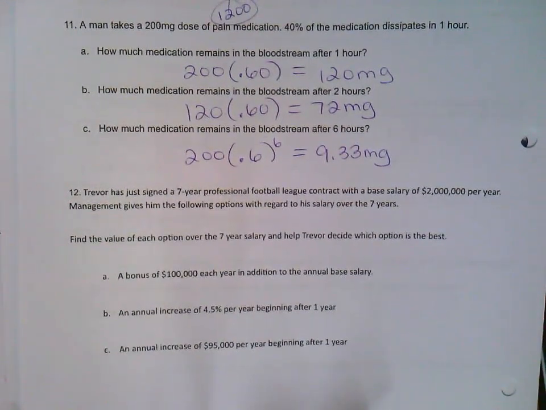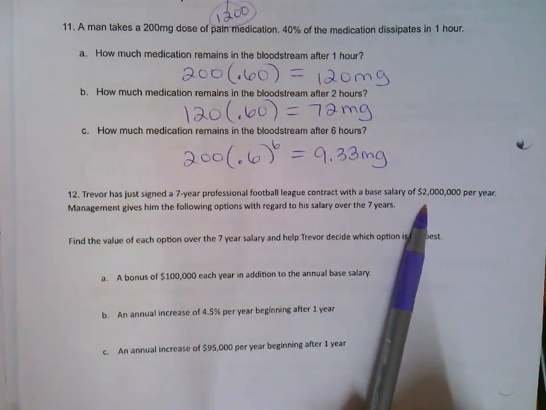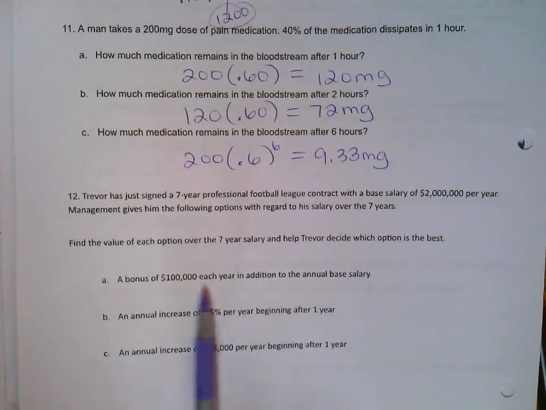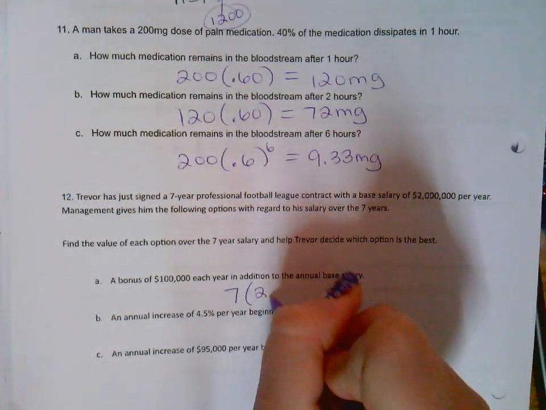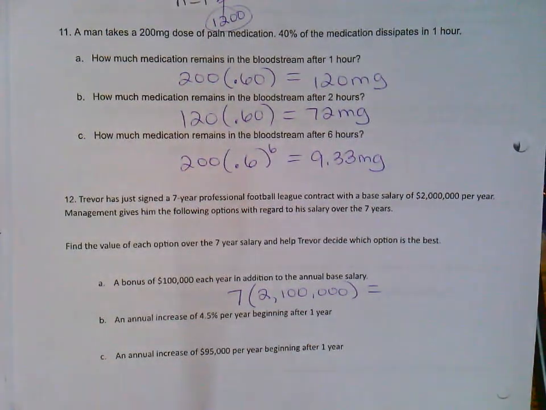All right, Trevor. Trevor just signed a 7-year professional football league contract. His base salary is $2 million, and management gives him the following options. So we want to find the total value of the option. So which one should Trevor take? So is he going to take his base salary for the 7 years plus an additional bonus each year? So that would just be 7 years times 2.1 million, right? So what is 7 times 2.1 million? You can do that out.